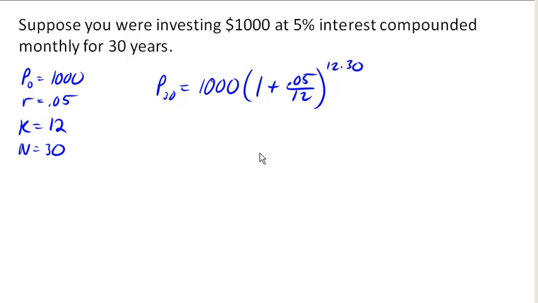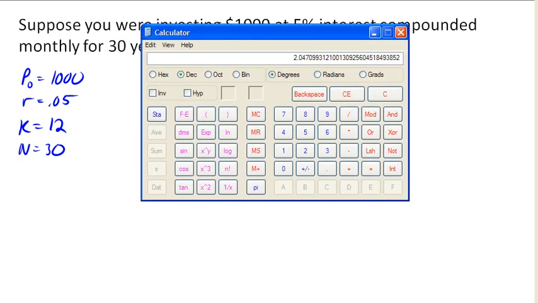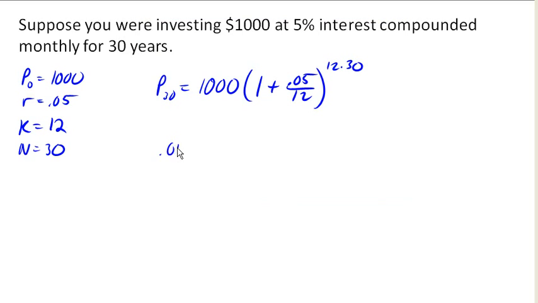Now, when we go to evaluate this on our calculators, we might go ahead and divide 0.05 by 12, and we get this number here. So 0.05 over 12 comes out to be 0.004166666666, and so on and so forth. And we have to ask ourselves, what are we going to do with that? Now, we have two options. Option 1 is to round. Option 2 is to go ahead and use our calculator in a way that lets us avoid rounding.